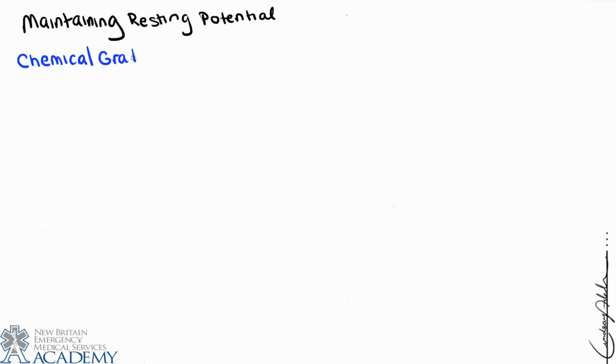So let's talk about how we can maintain the resting potential of a cell. And this is going to take us a little bit to get a full understanding of this concept. So I want to introduce a couple of other ideas to make this a little bit easier to understand. The first is a chemical gradient. So far we've referred to a concentration gradient, and we've referred to a pressure gradient in the context of filtration, but we haven't really said the words chemical gradient before.